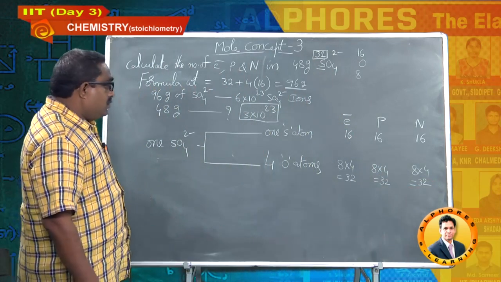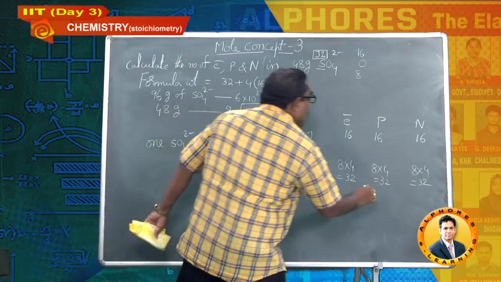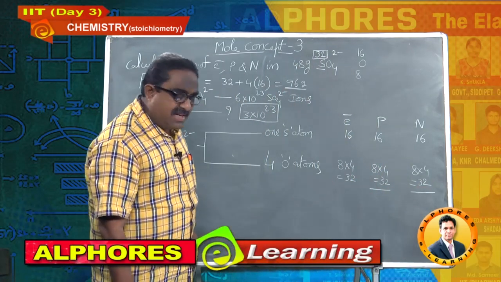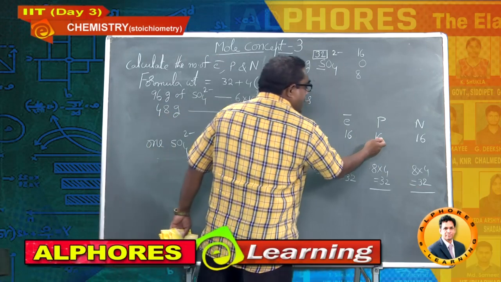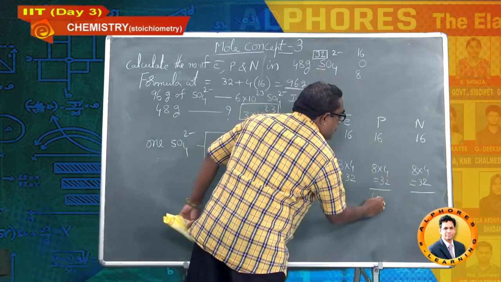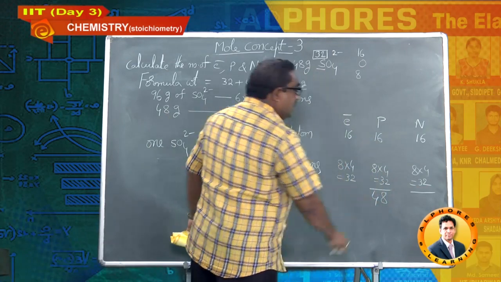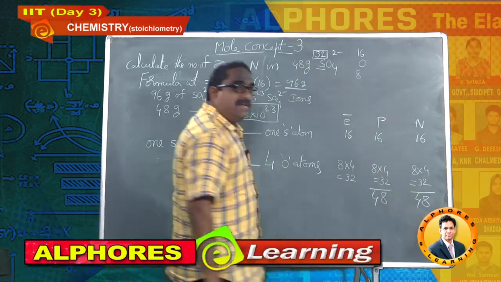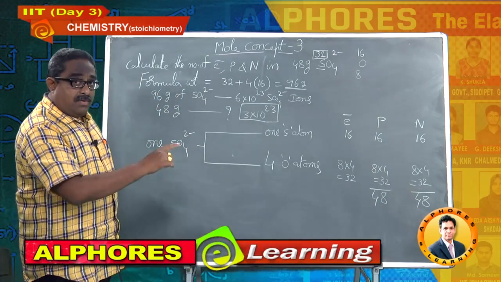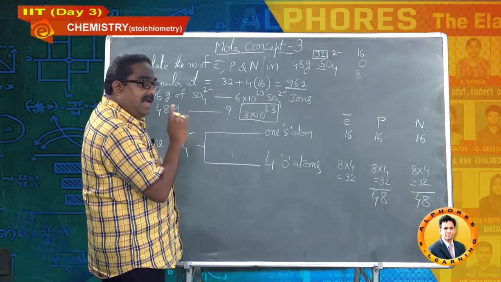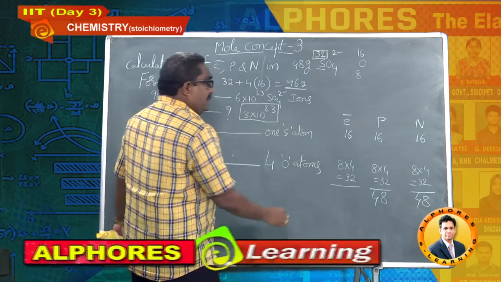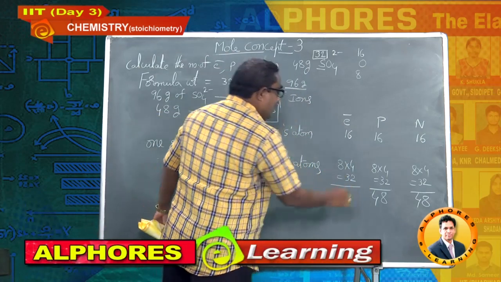Right. Now I am going to calculate the total number of protons and neutrons first of all. 16 plus 32, students, 48. Here also 16 plus 32, students, 48. Note down, here you are not supposed to write blindly as 48.